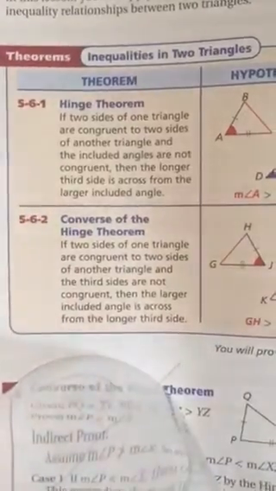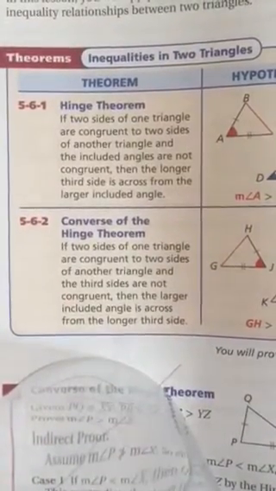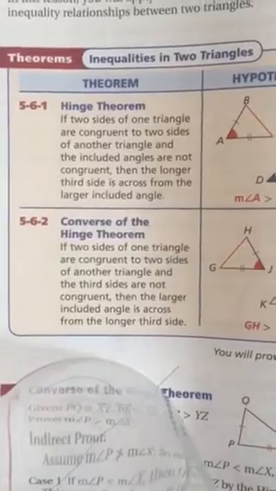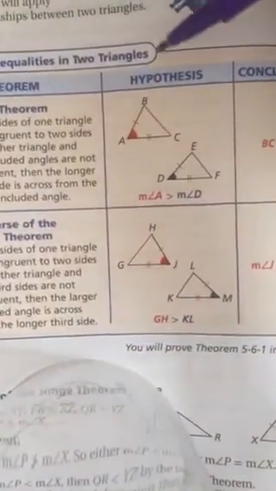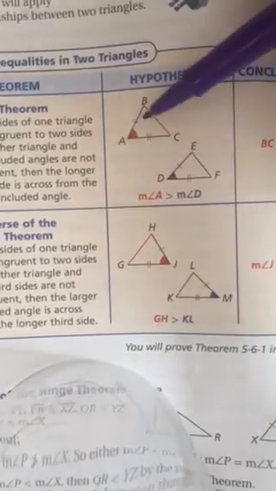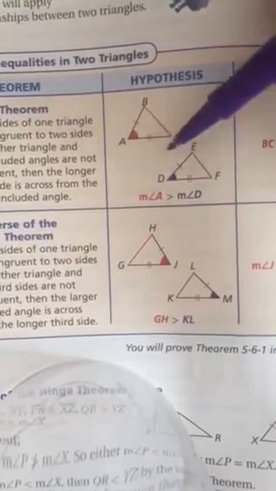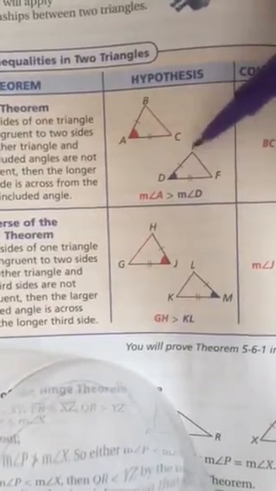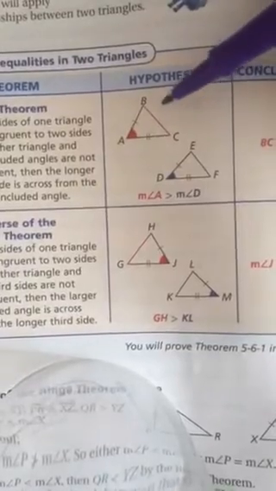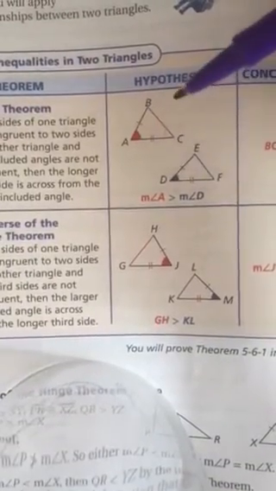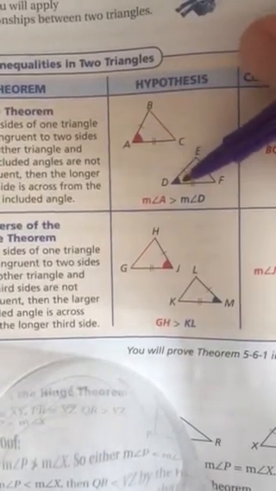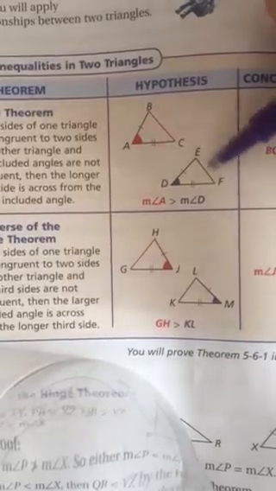Okay, the hinge theorem says if two sides of one triangle are congruent to two sides of another triangle, but the included angles are not congruent, then the longer third side is across from the larger included angle. So if we're comparing two triangles, if two sides of one triangle are congruent to two sides of another triangle, but those included angles are not the same, not congruent, then the lengths of these third sides cannot be congruent. The one that's across from the larger angle is going to be the longer side. So in this case, angle A is greater than angle D, so BC is going to be greater than EF.